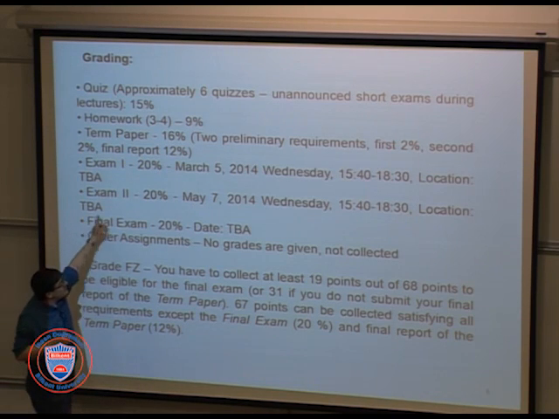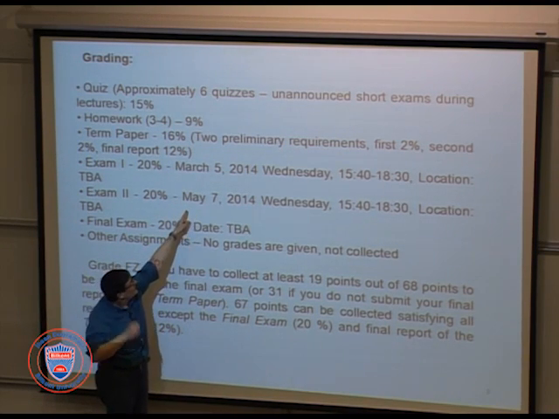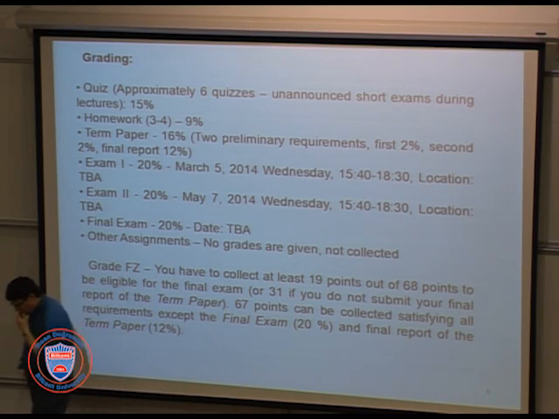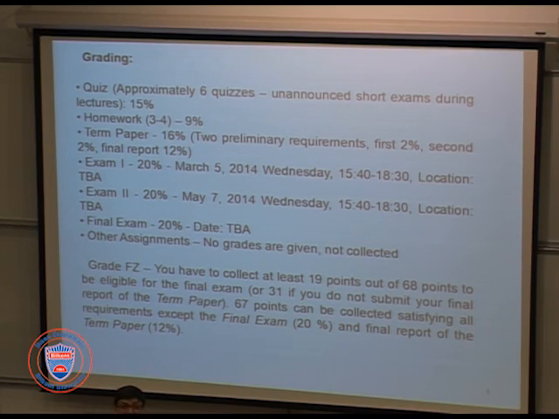There will be two exams, dates, oops, this is incorrect. March 5 is the correct date. This May 7 is not correct. How am I going to find the correct date? It's April. What happened? I think it will be April 16. Okay, April 16. I'm going to have the exam in the classroom during lecture time.